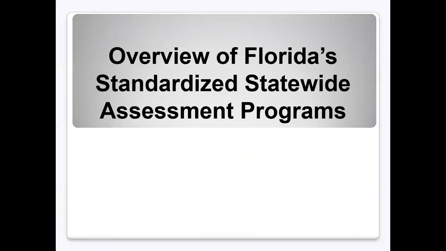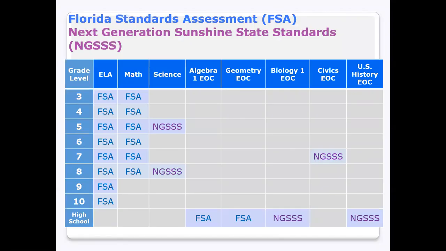Okay, so for our overview of Florida's standardized statewide assessment programs. This chart gives you an idea and shows you the different assessments for those that are not on access classes, not on the alternate assessment, so essentially your general education students. In blue, you've got the Florida Standards Assessments, and they cover grades 3 to 10 for ELA, which is your reading and writing, although writing is only grades 4 to 10, and math, 3 to 8. It also covers the end of course exam for Algebra 1 and geometry.